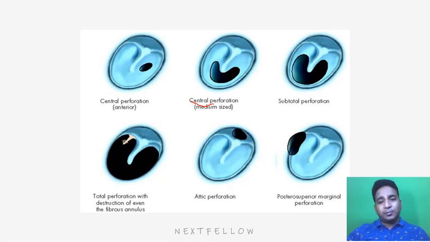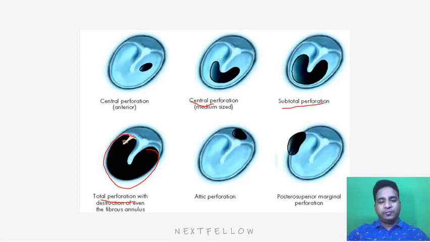Then comes a subtotal perforation. Look at the diagram. And then comes a total perforation. See, complete pars tensa is absent here. And in this total perforation, often we see the bony destruction. There may be destruction of the fibrous annulus also, which is known as a total perforation. There will be no annulus around the pars tensa.